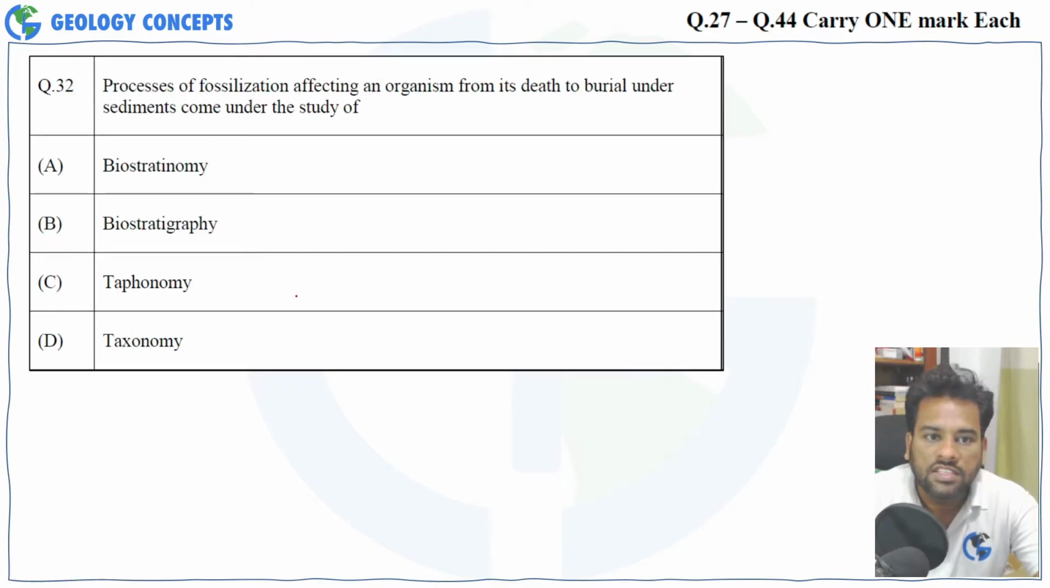The process of fossilization affecting an organism from its death to burial. The important part here is death to burial. This is called biostratinomy. The whole fossilization process, the study of that is called taphonomy, but only the death to burial part is biostratinomy, which is a part of taphonomy itself. After burial, what organisms are preserved and how they got preserved, that is your taphonomy. But from death to burial, it is biostratinomy.